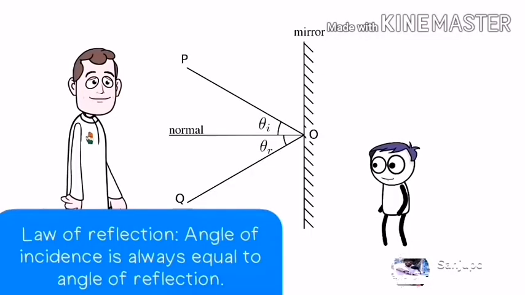Yes, you are absolutely right. And you have to remember the incident ray, normal and the reflected ray lie in the same plane. Angle I is equal to angle R. This is nothing but the law of reflection.